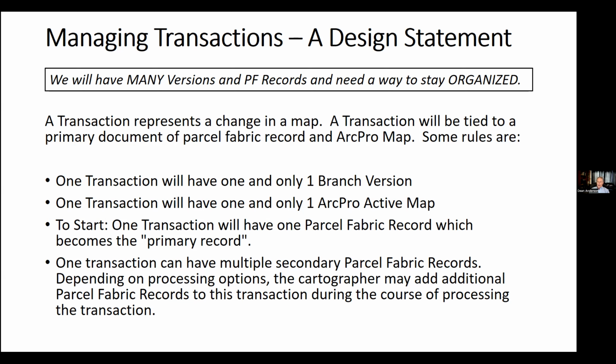So I have a lot of transactions over time, and we don't let transaction names be changed. And a transaction for us is any map change. And in our particular case, a transaction will have one named branch version. A transaction will have one ArcPro active map, just so you can make sure you're keeping track. And one transaction will have one parcel fabric record. That parcel fabric record becomes the primary record.